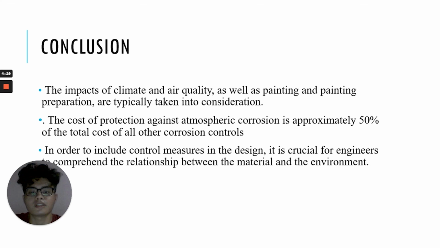In addition to occasionally causing engineering disasters like the collapse of concrete buildings and bridges, atmospheric corrosion also has an impact on public utilities and military combat readiness. In order to include control measures in the design, it is crucial for engineers to comprehend the relationship between the material and the environment. So that's all from me.